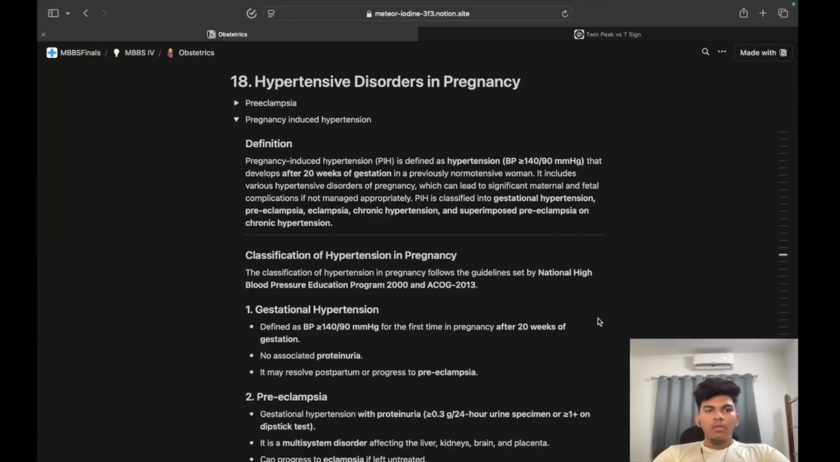New topic: pregnancy induced hypertension. PIH is defined as hypertension, which is BP over 140/90, that develops after 20 weeks of gestation in a previously normotensive woman. So, the woman is normotensive before. It includes various hypertensive disorders of pregnancy, which can lead to significant maternal and fetal complications if not managed appropriately.